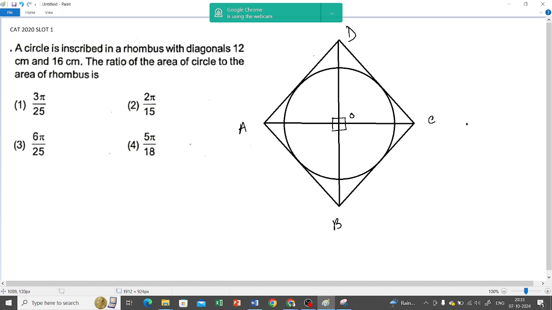So this is 8 centimeter and this is 6 centimeter, right? I need to find out the ratio of the area of the circle to the area of the rhombus. Now the area of the rhombus is very simple. What is the area of the rhombus?